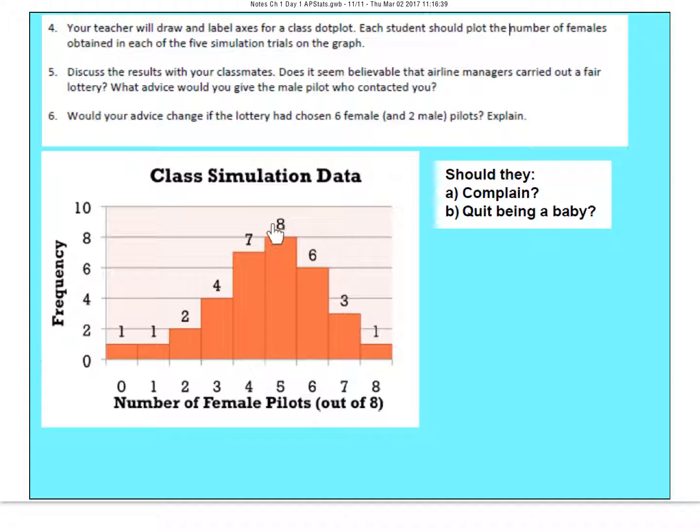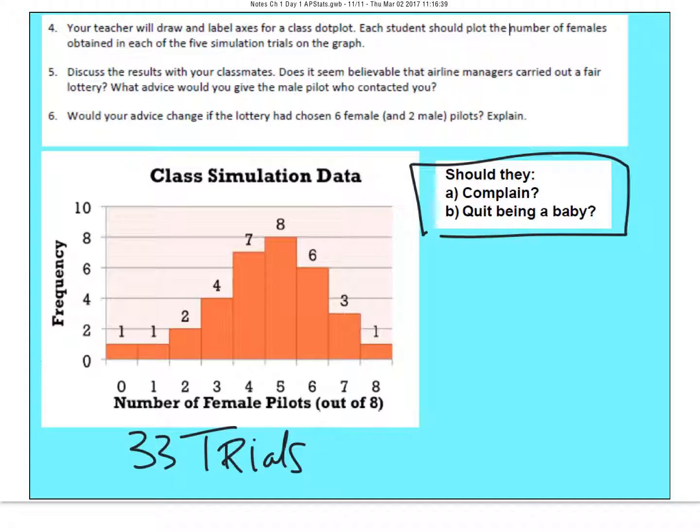There were 8 times that 5 females were picked, 7 times that 4 females were picked, and so forth. If I count up all these values, there were 33 trials of this experiment. So the question is, what should the guys do? Should they complain about it, or should they just quit being a baby and accept the results, that of the 8 captains picked, 5 of them were females?